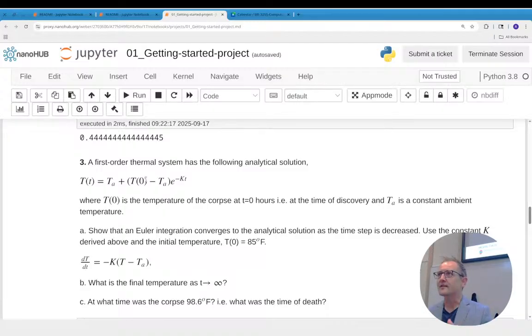What if I was like, no, I don't trust that equation. I want to use my numerical methods. I want to use Euler integration to solve for it. How would we do that? Can we do the same thing of plugging in a number and solving for when it was 98.6? Or solve for the time when we had that?